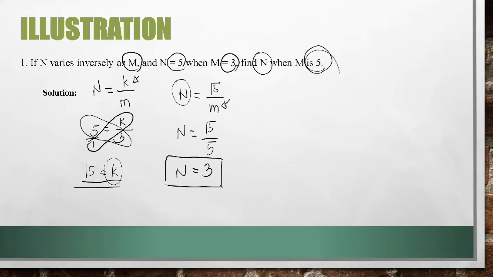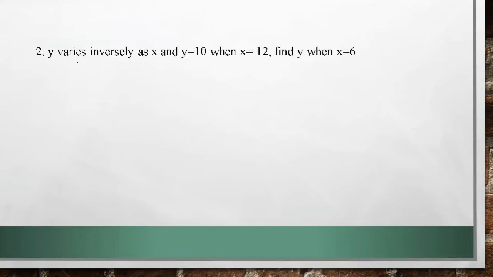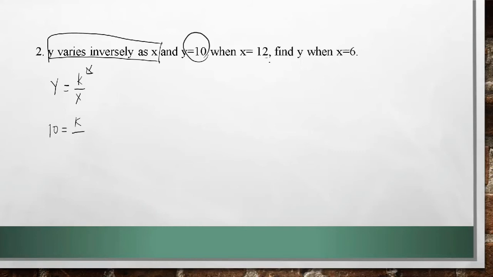Now let's proceed with another example. Y varies inversely as x, and y is equal to 10 when x is equal to 12. Now let's first make a formula since the constant of variation is not yet given. So y, the first variable, varies inversely, so k in the numerator and the second variable in the denominator. Find the value of k since k is not given. Substitute the value of y, which is 10, is equal to k over the value of x, which is 12.